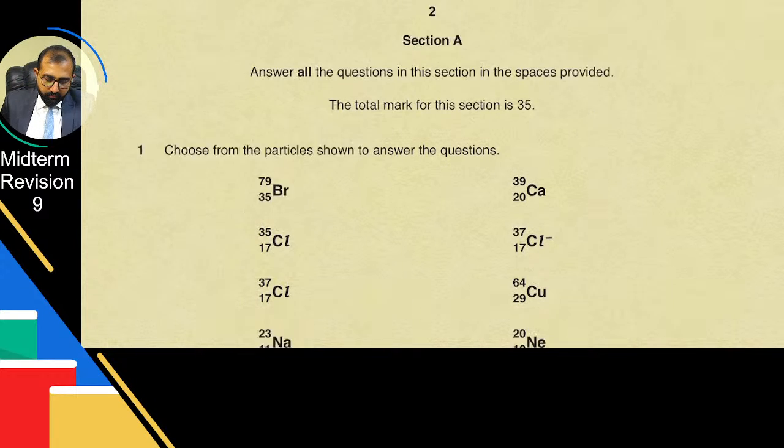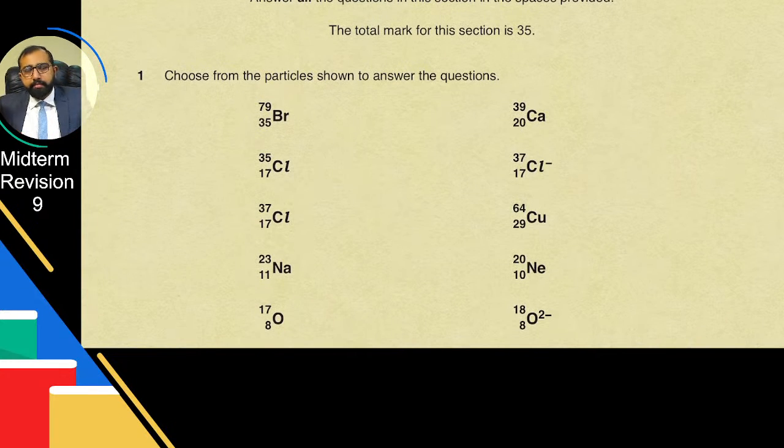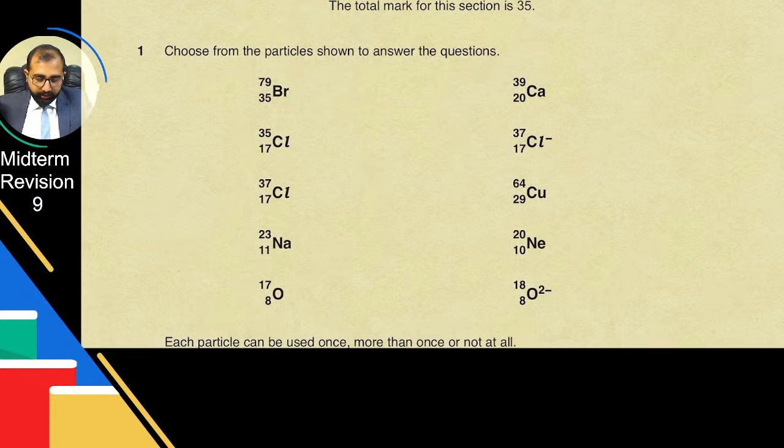All right. So as you know, most of the time paper is divided into 2 sections. Section A, which is compulsory, section B, which has 1 extra question that you can skip. That's not going to be the case from this June, but it used to be in most of the exams that we have recently. So let's start with this question. Choose from the particles shown to answer the question. Okay, so what exactly are these particles?